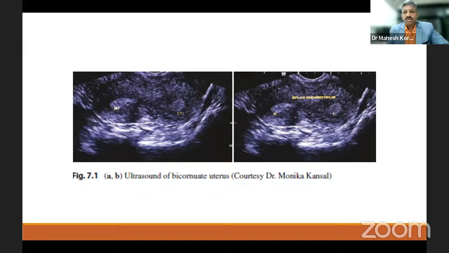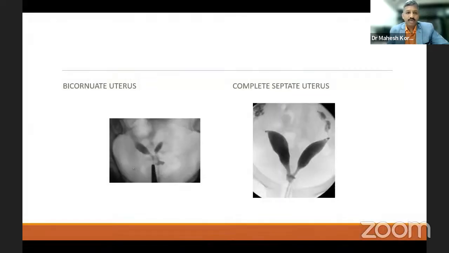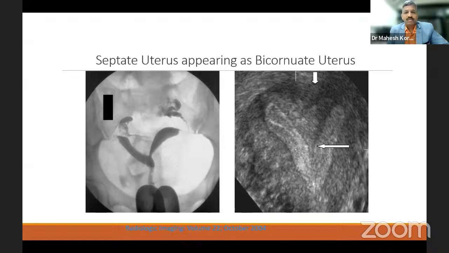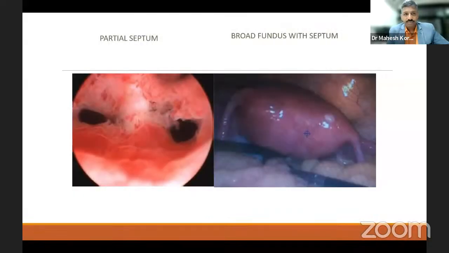So this is again an ultrasound examination. You'll be able to make out again a bicornuate or a septate uterus. And see, sometimes the septate uterus appears as a bicornuate, sometimes in HSG. In such cases, the 3D ultrasound will help you to differentiate, and 3D ultrasound is a good tool.